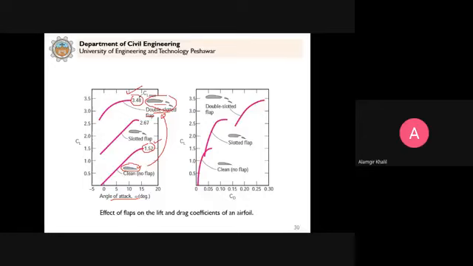But there is a disadvantage. Why? Because you can see for no flaps, the drag coefficient is, let's say, 0.06. But when you provide a double slotted flap, the lift force is maximized, but the drag force is also increased on the aeroplane from 0.06 to more than 0.25. So in this case, what will happen? The engine has to use more power to push the aeroplane in the forward direction.